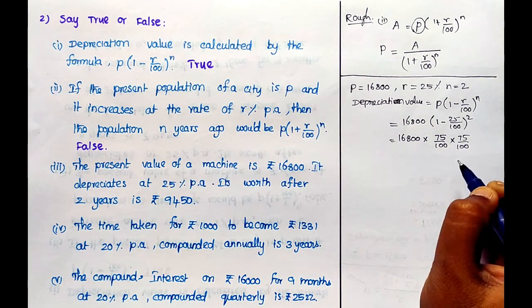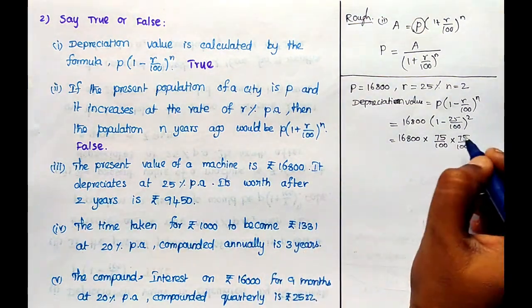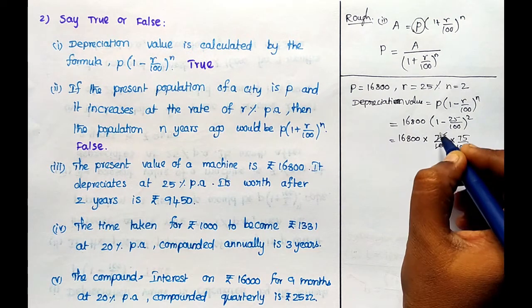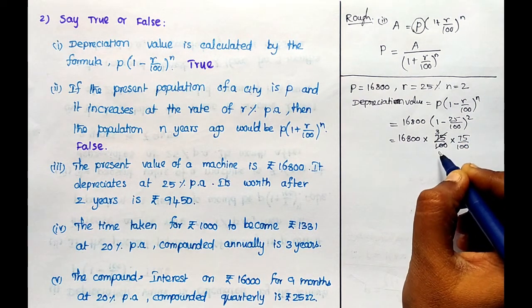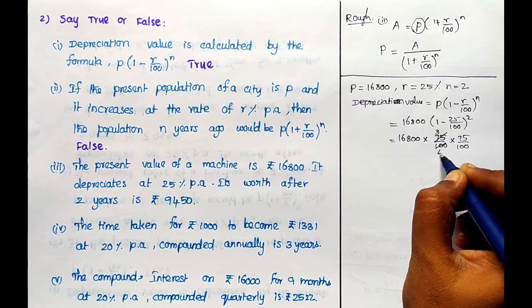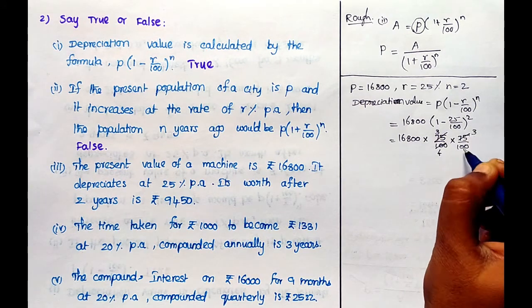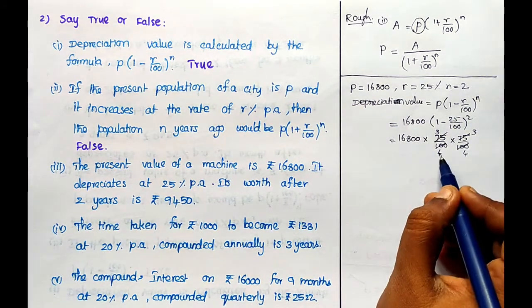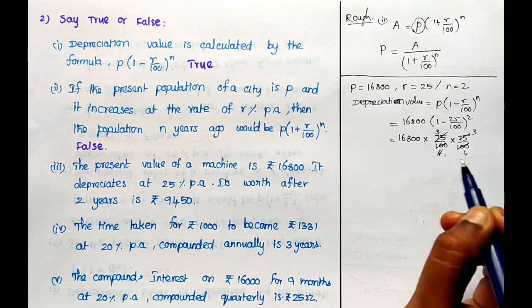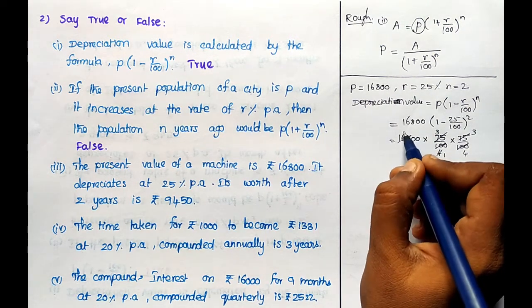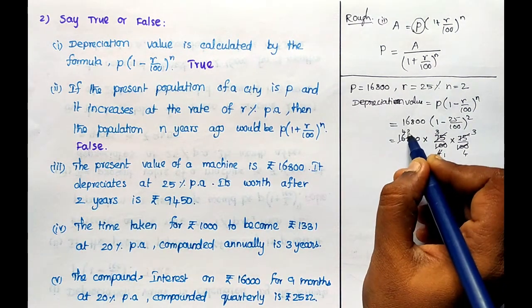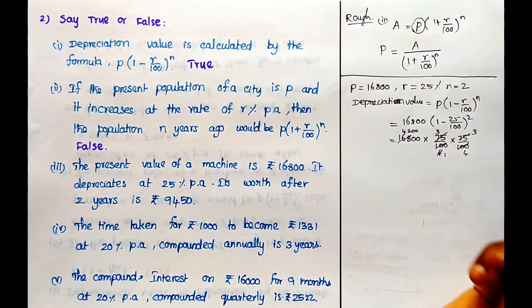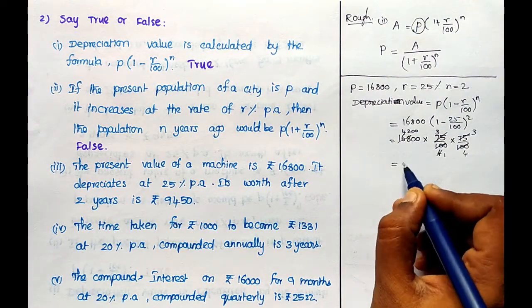Cancel these numbers. 3 25s are 75, 4 25s are 100. Here also like that. Now cancel it by the fourth table. 4 ones are 4, 4 fours are 16, 2 fours are 8. Put the 2 zeros. What's the value here?